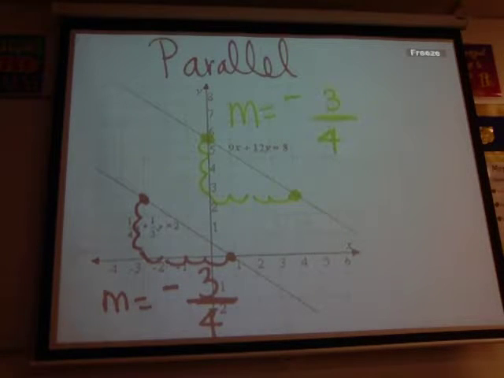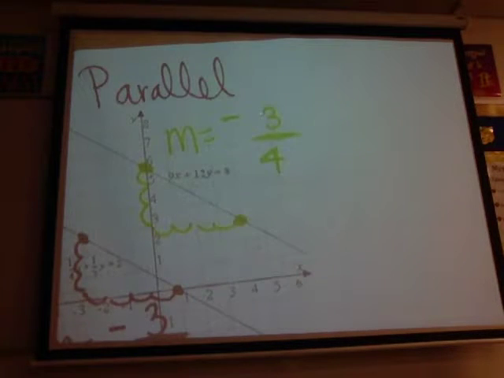What did you get for one of those slopes? -3 over 2. Okay, -3 over 2. And the other slope? -2/3. Alright, so we have a -3/2 and a +2/3. So, what are those? Perpendicular. They're perpendicular.